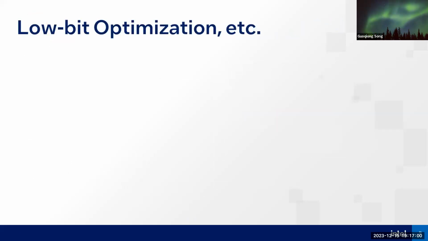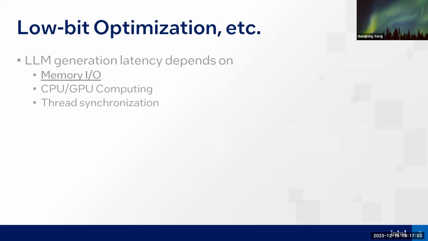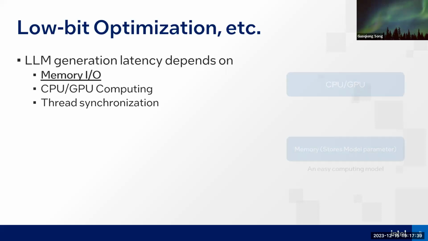Now we have models, but they're still so big. What can we do? There's a technique called low-bit optimization. We know that the large language model generation latency depends on at least three things: the memory input and output, which depends on the bandwidth, whether the read and write is fast or slow; also the CPU or GPU computing FLOPS. If the CPU or GPU is so good and you have much higher computing FLOPS, then you will have much lower latency. And the thread synchronization. Then how do we tackle these things?